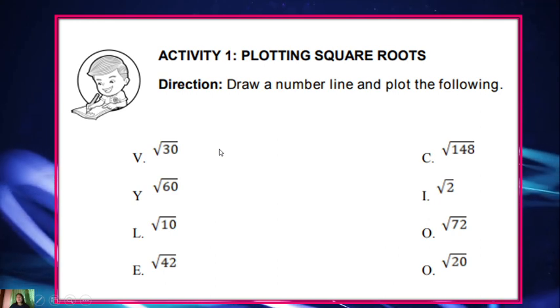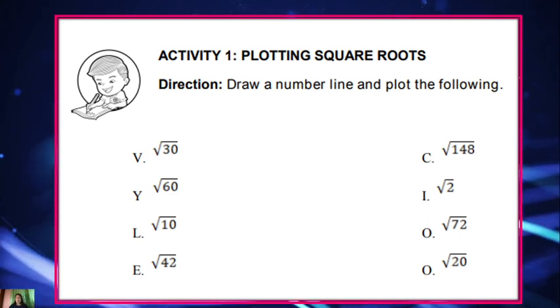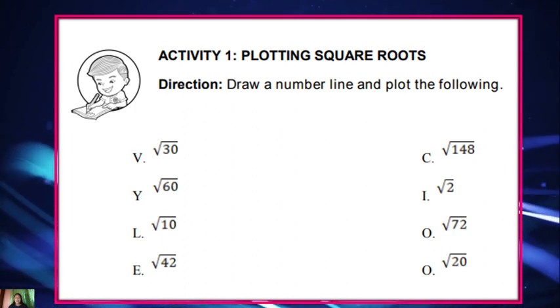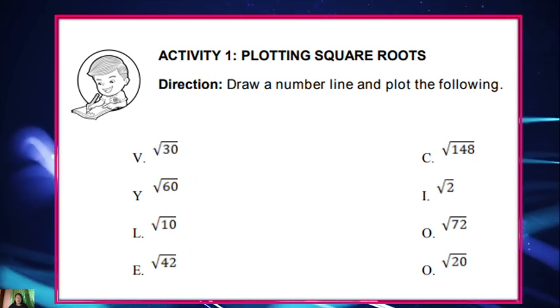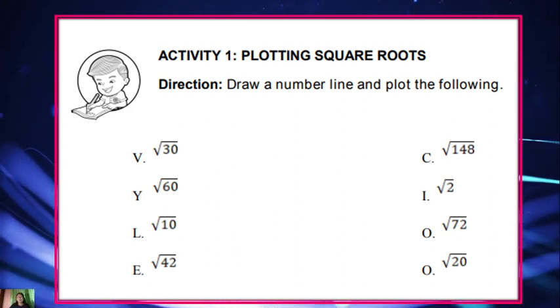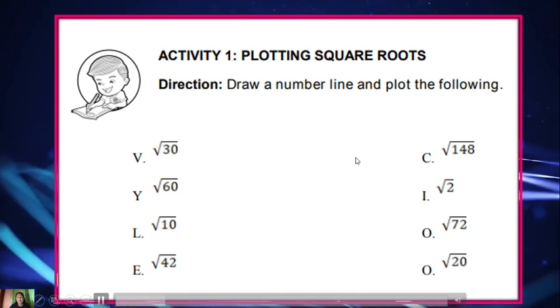What is square root of 30? That is in between of what two integers? That is 5 and 6. So that is 5 point something, right? But what is the specific decimal number that is 5 point something? So, that is what you need to find. Then draw it on the number line.